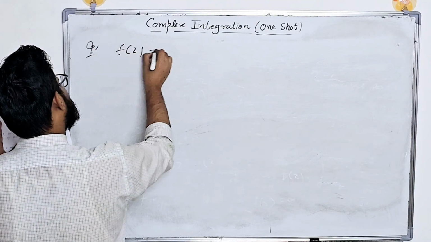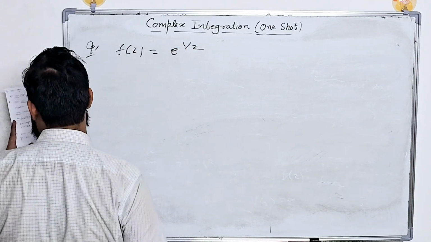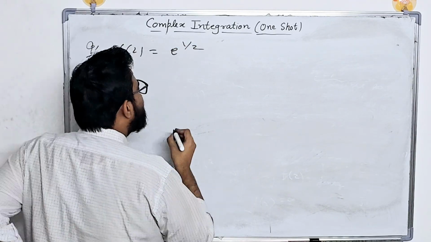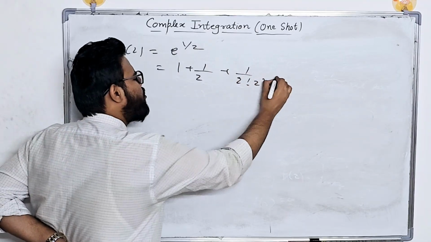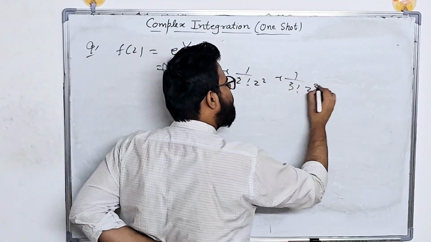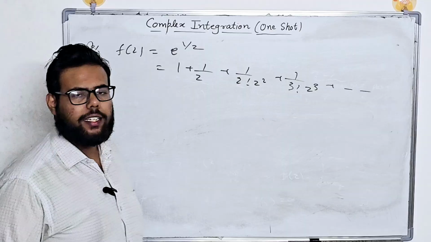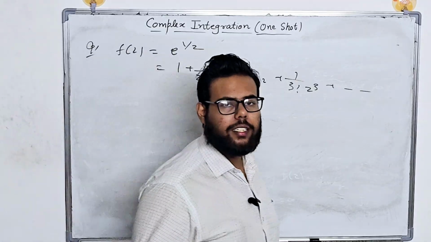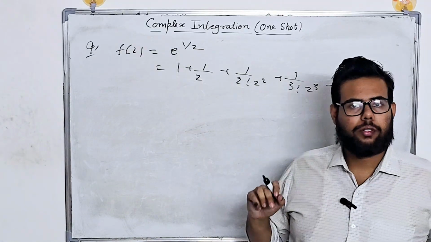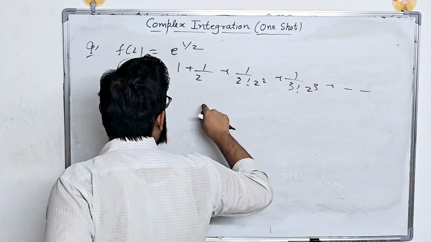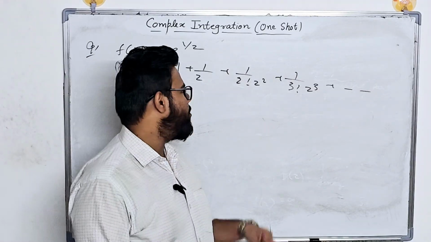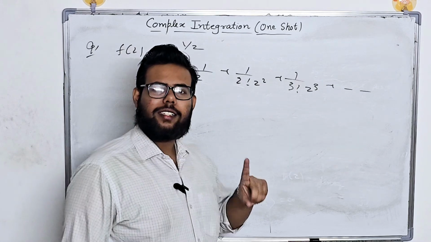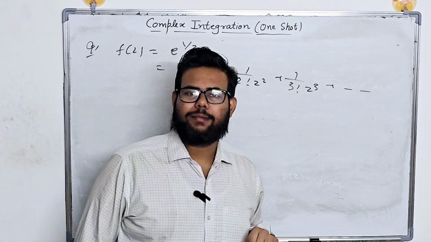Question: f of z is equal to e to the power 1 by z, right? Now we know that e to the power z can be written as 1 plus z plus z square by 2 factorial plus z cube by 3 factorial and so on till infinity. Hence there are infinite principal part terms over here, infinite terms in the denominator. Hence it is an essential singularity, right?